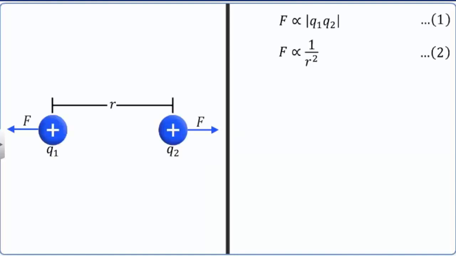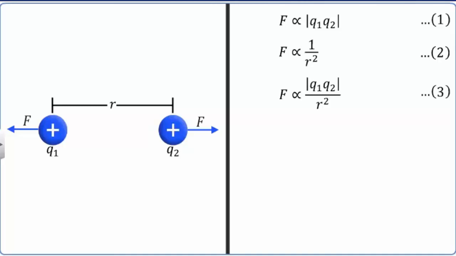Thus, according to Coulomb's law, the electrostatic force between two charges is directly proportional to the product of the charges and inversely proportional to the square of the distance between the charges. Hence, the electrostatic force F between charges Q1 and Q2 separated by a distance r is proportional to Q1 Q2 by r square. Let this be equation 3.